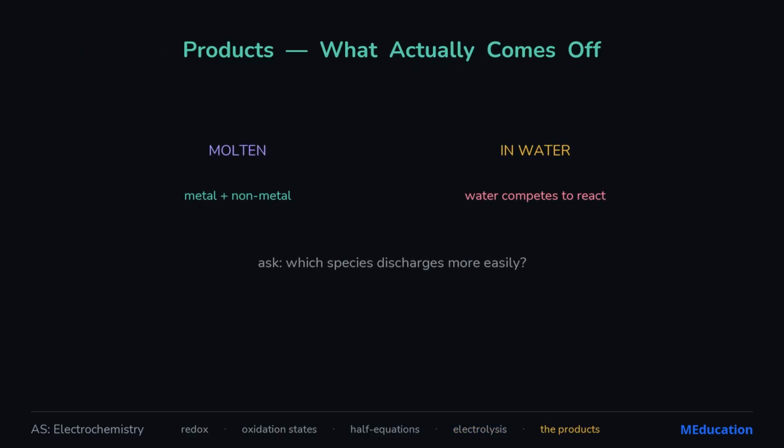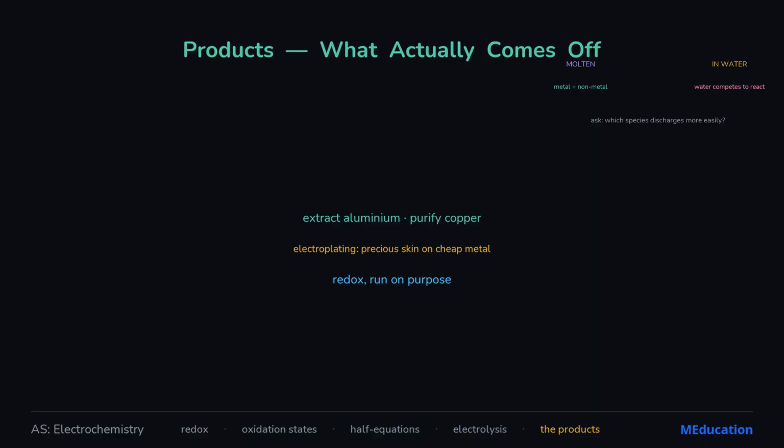Finally, predicting the products. With a molten compound, it's simple: metal at the cathode, non-metal at the anode. In water it gets interesting, because water itself can react, so you must ask which species is easier to discharge. Often hydrogen comes off instead of a reactive metal, and oxygen instead of a stubborn ion.